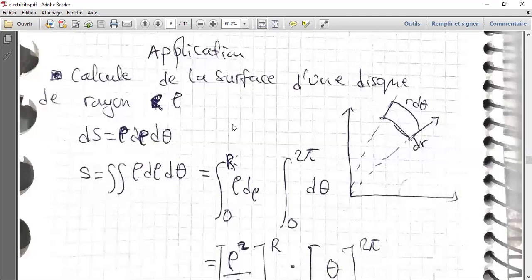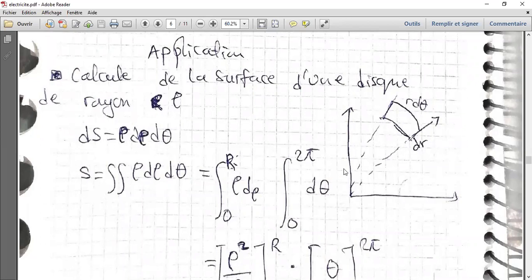So how do you go about it? For you to find the surface area of a disk, you have to do some integration. This is a double integration, where you have seen that there are two things which are changing.